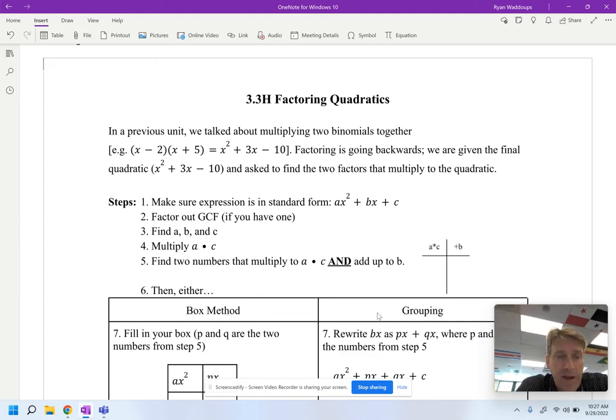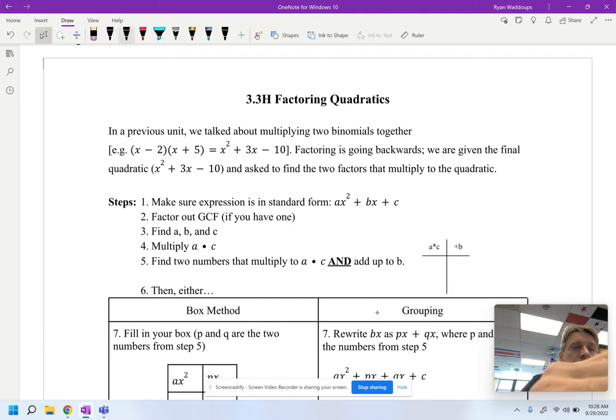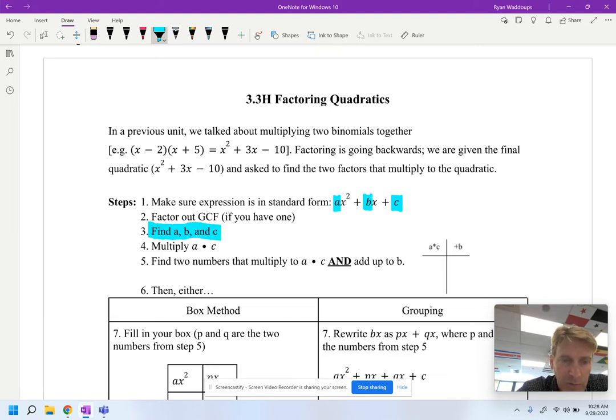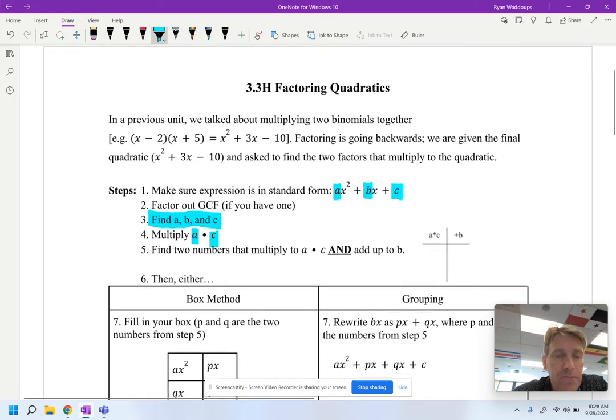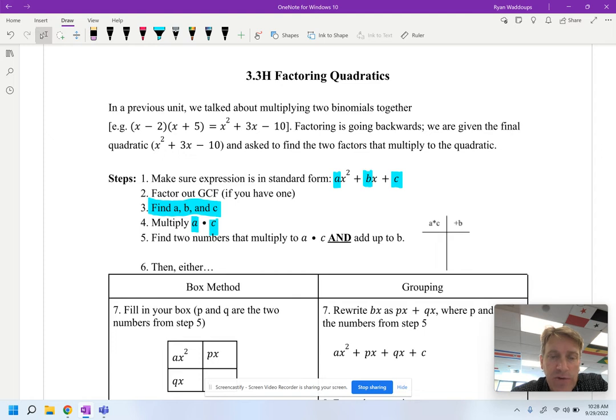So we're going to follow the following steps. Step 1, make sure the expression is in standard form, ax squared plus bx plus c. Step 2, factor out the GCF if you have one. Find the values of a, b, and c. Then multiply a times c. Remember that if there is no number before the x squared, the a value is 1. Finally, step 5, find two numbers that multiply to a times c and add up to b. We might use a chart like the one shown here.